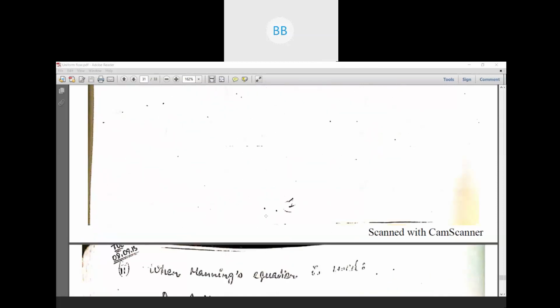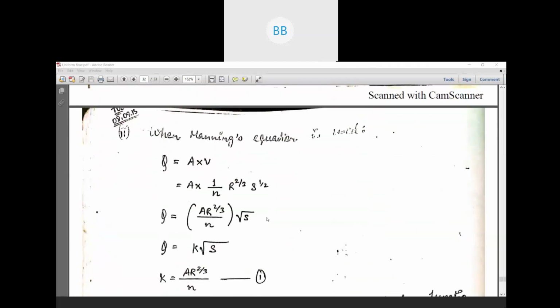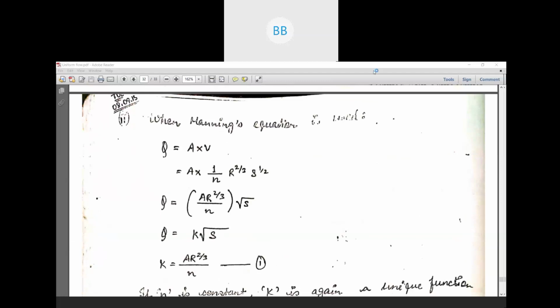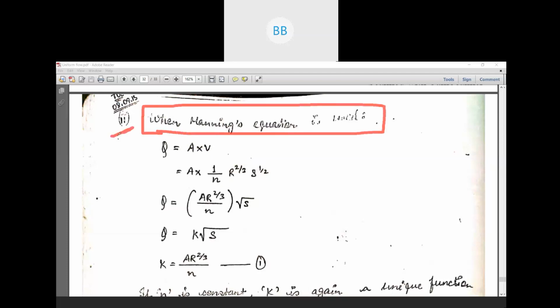So we will move on to the next derivation. See, both the derivations are similar. Only in velocity, in the previous case we used Chezy's equation, and here we are going to use Manning's equation. So you write case number 2 when Manning's equation is used.